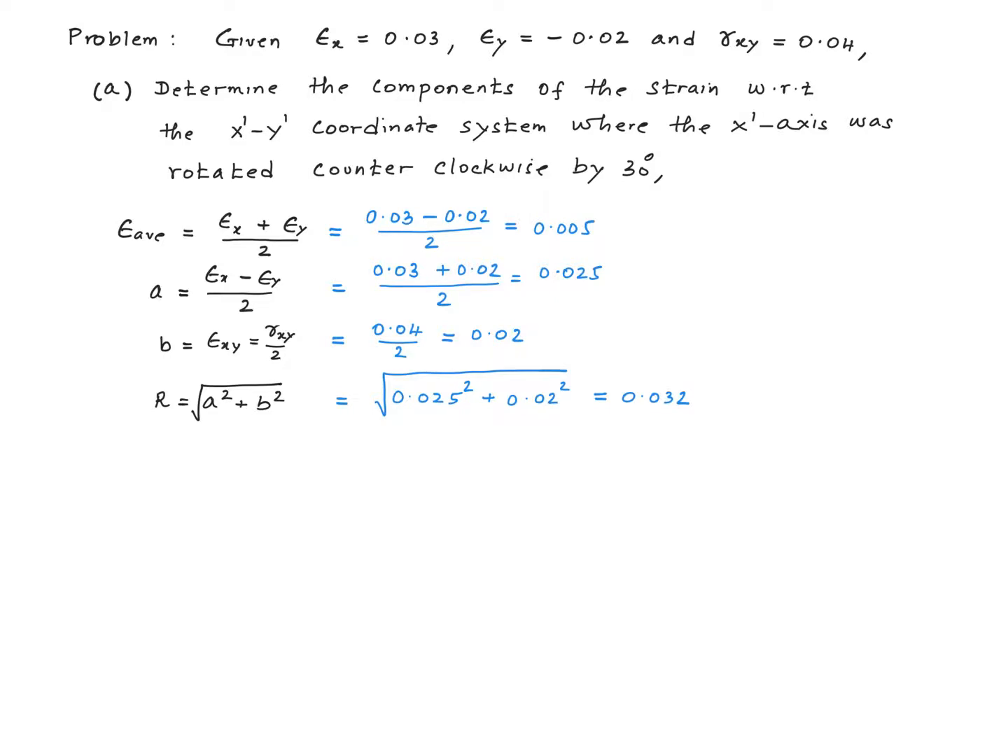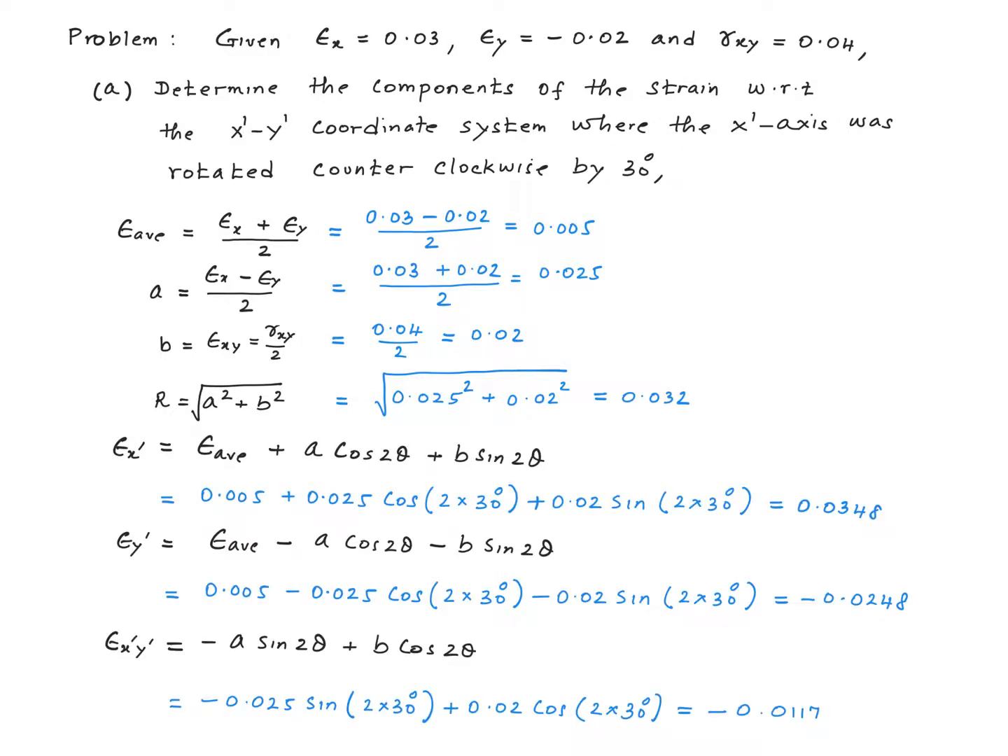Let's answer the first part of the question here. First, we calculate these four parameters: epsilon average, little a, little b, and capital R. These are simply functions of these strains, epsilon x, epsilon y, and gamma xy. So we have the values here. All we have to do is to substitute these numbers into these equations and calculate values for these parameters. These are the values I got for these parameters.